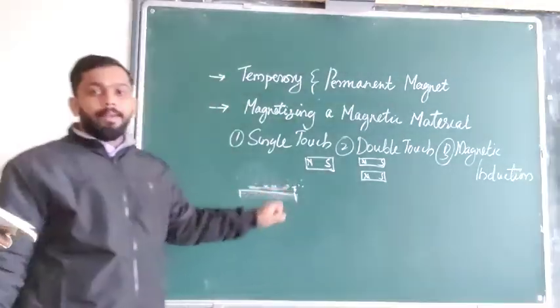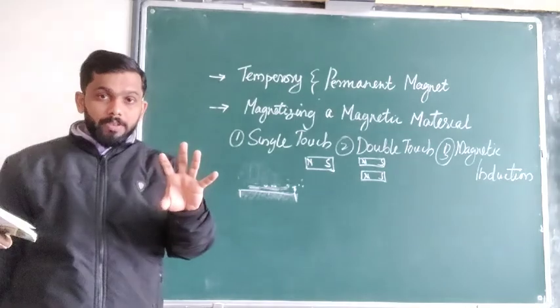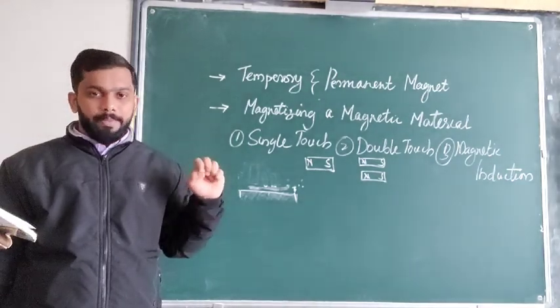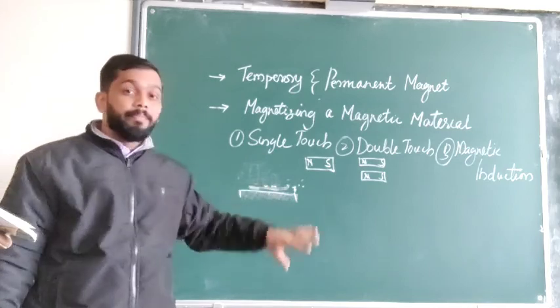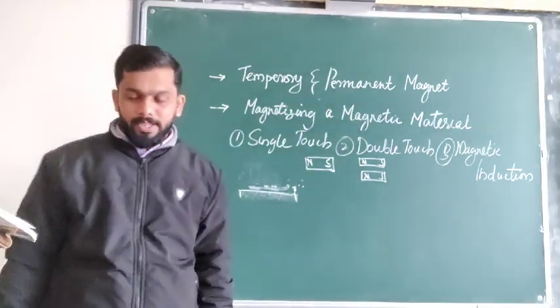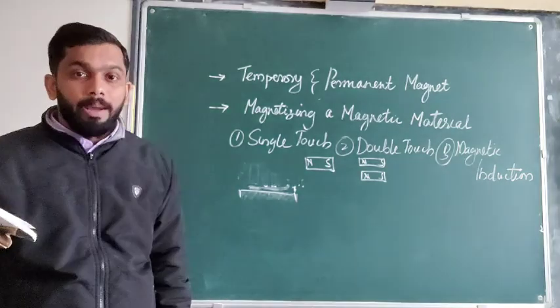Then you will give some iron pins there. You will observe that the needle is attracting magnetic material. So the needle has become a permanent magnet. This is called the double touch method.